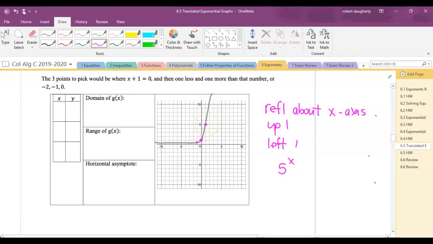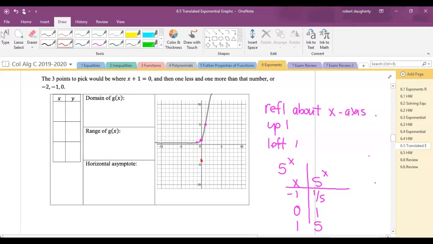Well, I have been very consistent about this. I have picked where this thing is 0, and I picked the 2 numbers on either side of that. So 5 to the 0 is 1, 5 to the 1 is 5, 5 to the negative 1 is 1/5, okay? Now, if you're going to do the translation, what does it mean to reflect this about the x-axis? Where does this point go? It comes down here, right? And then what does it move when I move it up 1? It goes here. What does it mean when I move it to the left 1? That point goes right here.